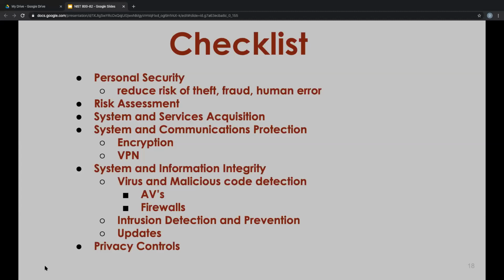You want to keep the system and information integrity, so avoid malicious code. You would want to have antiviruses. Firewalls is a really big thing. They have like, I want to say about 15 or 20 pages on just what you can do with firewalls to help avoid these situations. And then intrusion detection, prevention, make sure you're applying updates, and then privacy control. So not everybody's going to have access to all the data that's coming through on these SCADA systems.